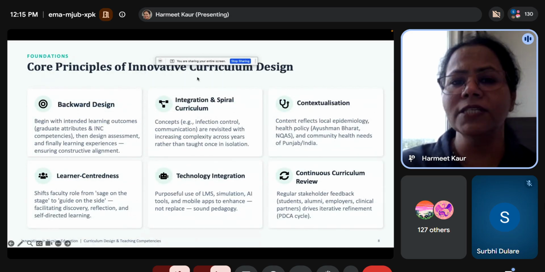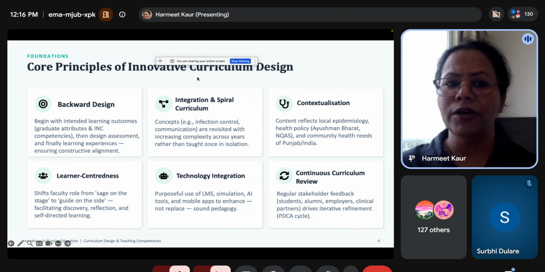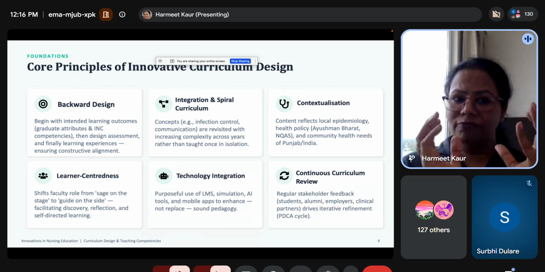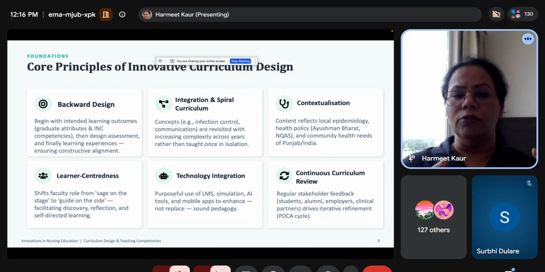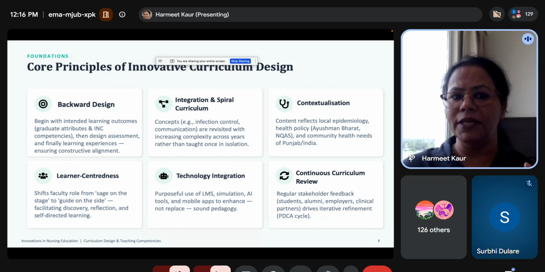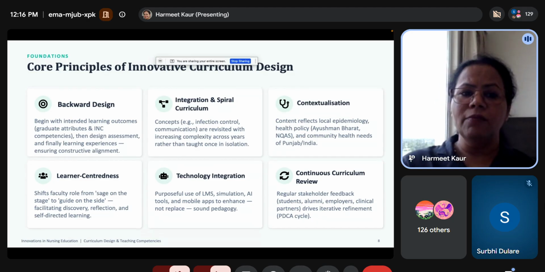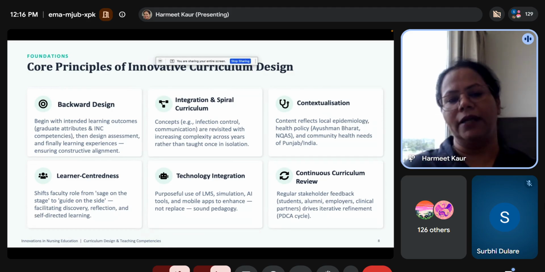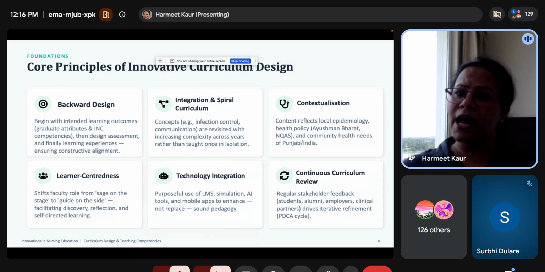So what are the core principles of innovative curriculum design? I have already told about backward design, where we begin with our learning outcomes. If the student has completed BSc nursing, what will be our intended learning outcomes for this student? What are the graduate attributes, or what are the INC competencies, in which we want students to be competent? Based upon that, the design of our education should be planned. Then we design our assessment and final learning experiences, and that is in our hands.